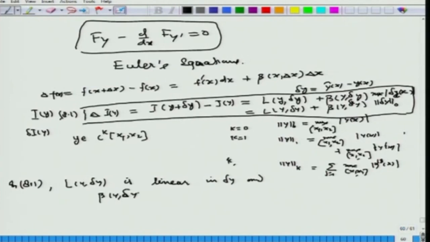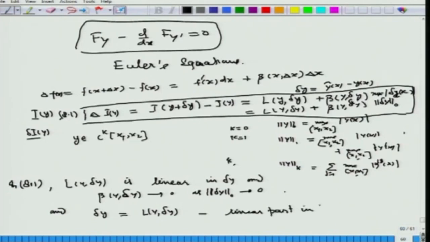So, this beta goes to 0 as the 0 norm of delta y goes to 0. So, we say that the functional I has variation delta I y, provided 8.1 holds, and this linear part, L y delta y, is the linear part in the increment.